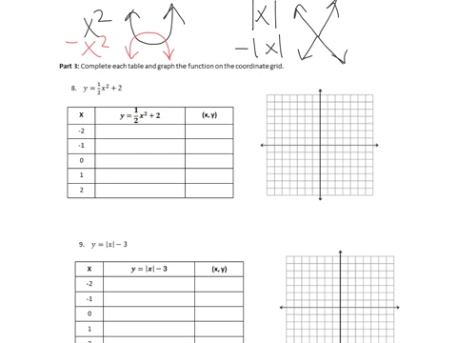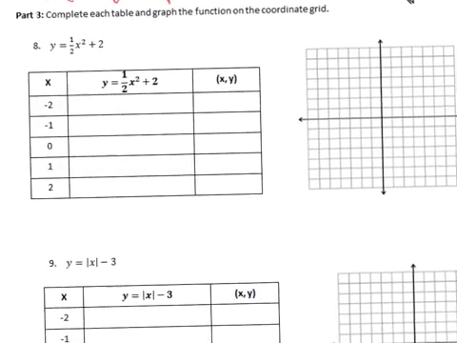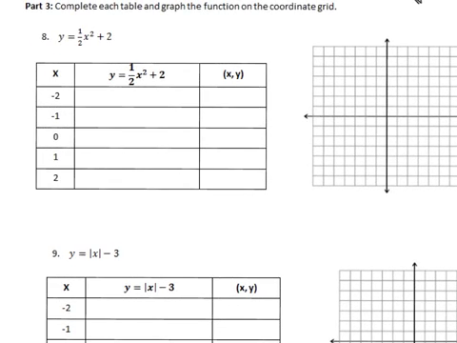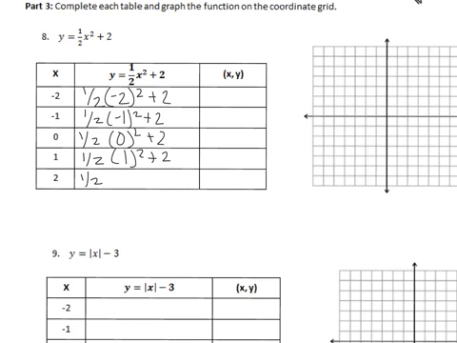So to complete each table, what we're going to do is plug in these numbers for x. Remember, when you're plugging in negatives, you put in parentheses. So it's 1/2 times negative 2 squared plus 2. 1/2 times negative 1 squared plus 2. 1/2 times 0 squared plus 2. 1/2 times 1 squared plus 2. 1/2 times 2 squared plus 2. So these numbers are your x values and your coordinates.